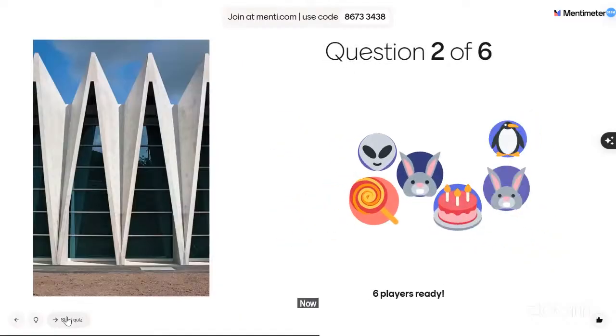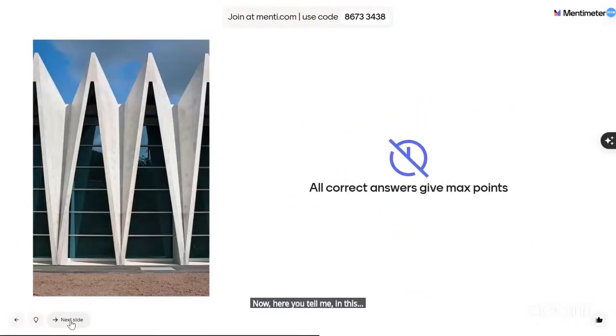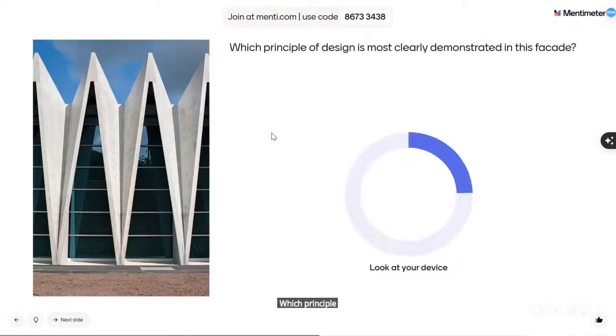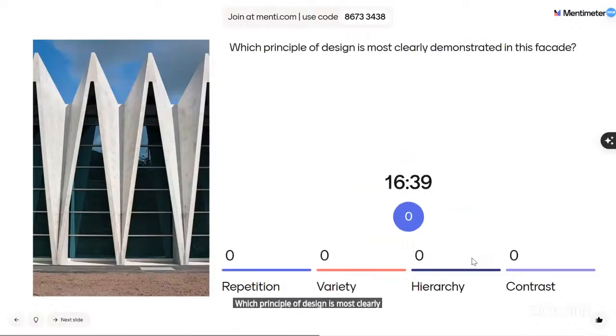Now here you tell me in this slide, which principle of design is most clearly demonstrated on this facade?